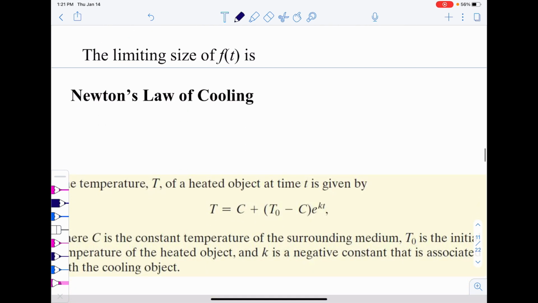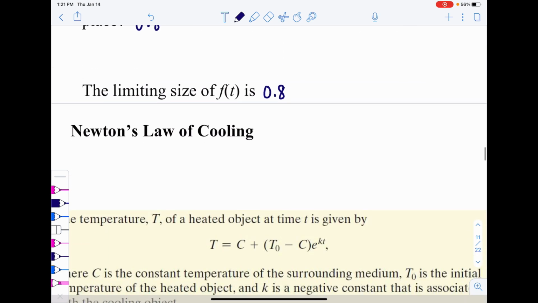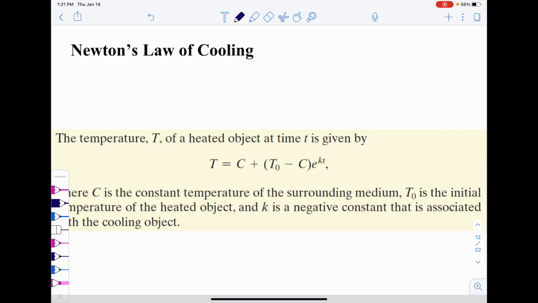So that limiting size, same thing, that was a 0.8. I think I put that in the wrong spot, sorry. All right, the next part talks about Newton's law of cooling.